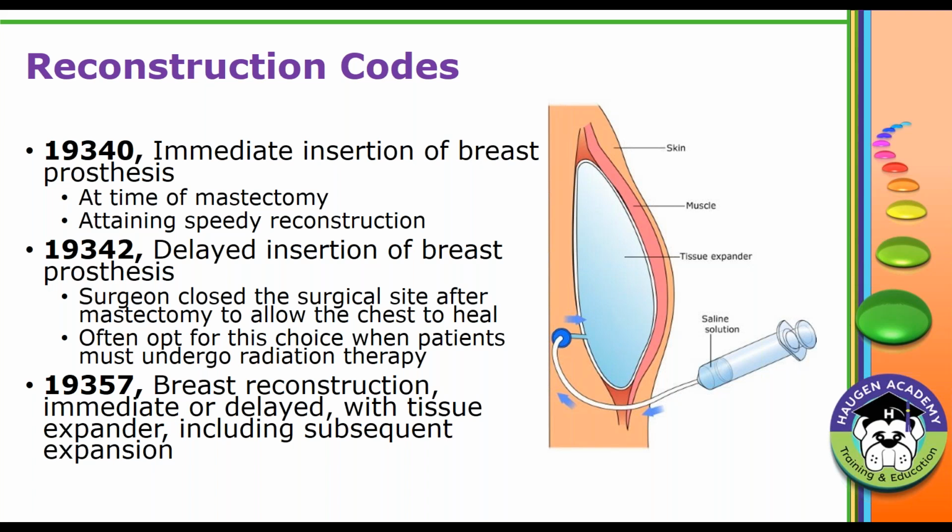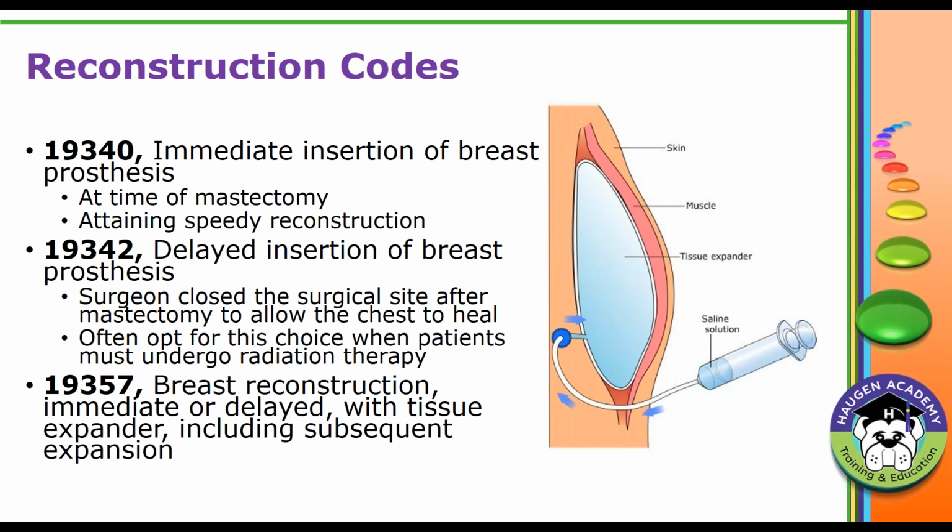This is often done when radiation is going to be done because radiation can damage the reconstructive breast. So the delayed insertion is 19342. 19357 is an increasingly common method of breast reconstruction surgery, and what that involves is the implantation of a tissue expander during the mastectomy procedure. And then after reviewing the path report, if the surgical team decides no radiation therapy is needed, then the implant can be placed immediately in the site of the expander. If the patient does have to do radiation, the expander preserves space for a future implant once radiation therapy is completed.